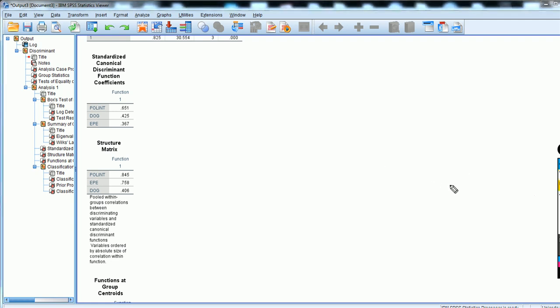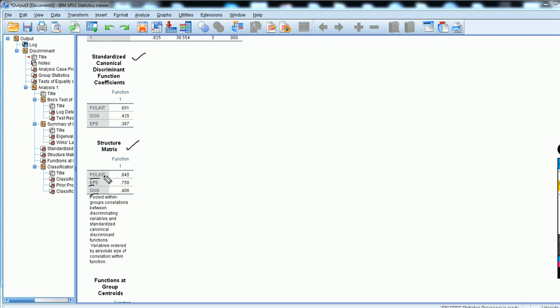What we can do is look at 2 pieces of information: the structure matrix and the matrix of standardized canonical discriminant function coefficients. The structure matrix gives you the zero-order correlations between each of your predictor variables and the discriminant function. We had function 1, which was statistically significant, so we would want to name that particular function. We can do that by looking at the correlations between each of our predictor variables and that function.